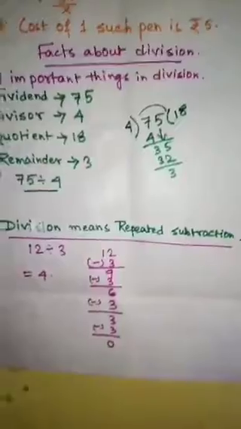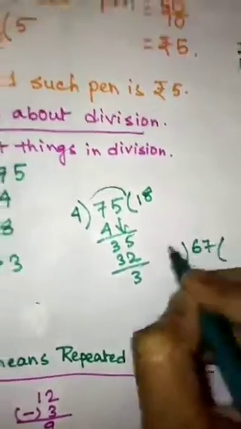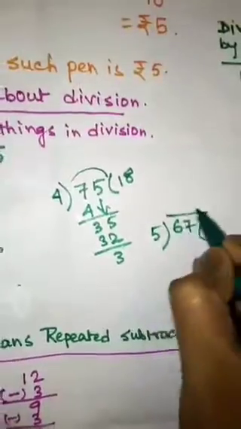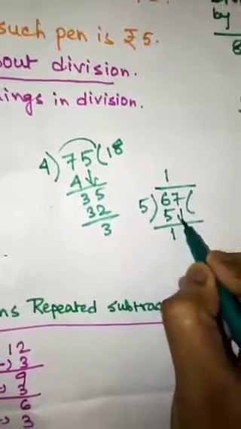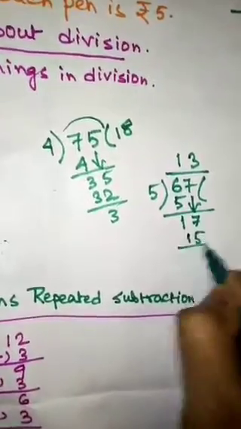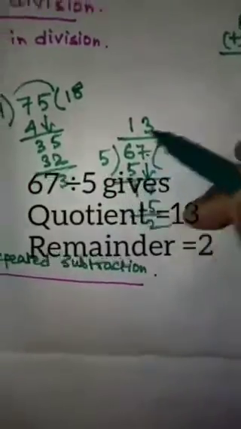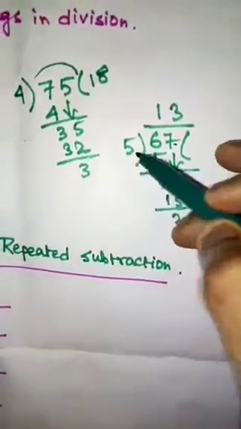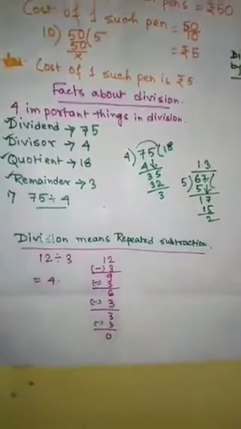Now we choose one more number. Suppose we choose another number, 67 divided by 5. Now I am writing the quotient over here. 5 ones are 5, put down 1, put down 7 more. You put here 5 threes are 15. See that now the dividend is 67, the divisor is 5, the quotient is 13, and the remainder is 2. So these are the facts about division.